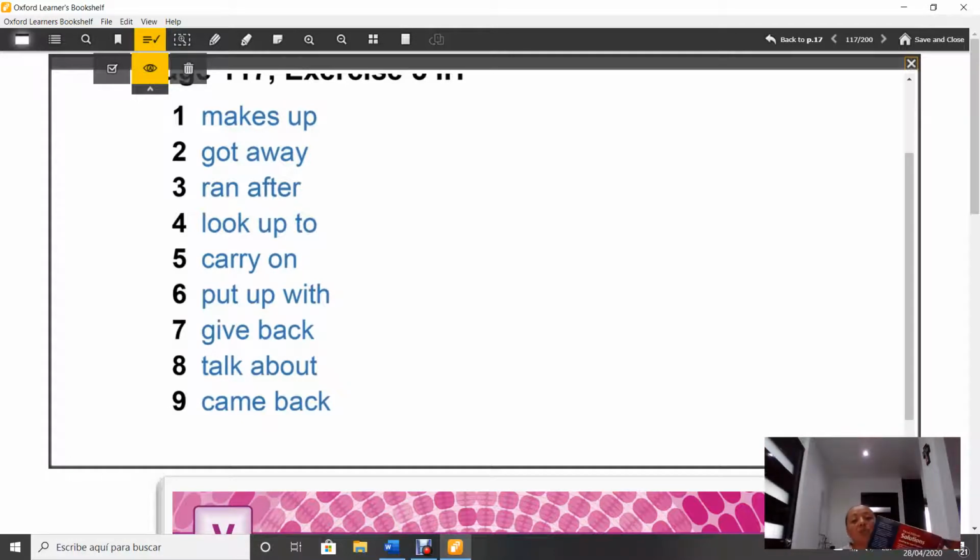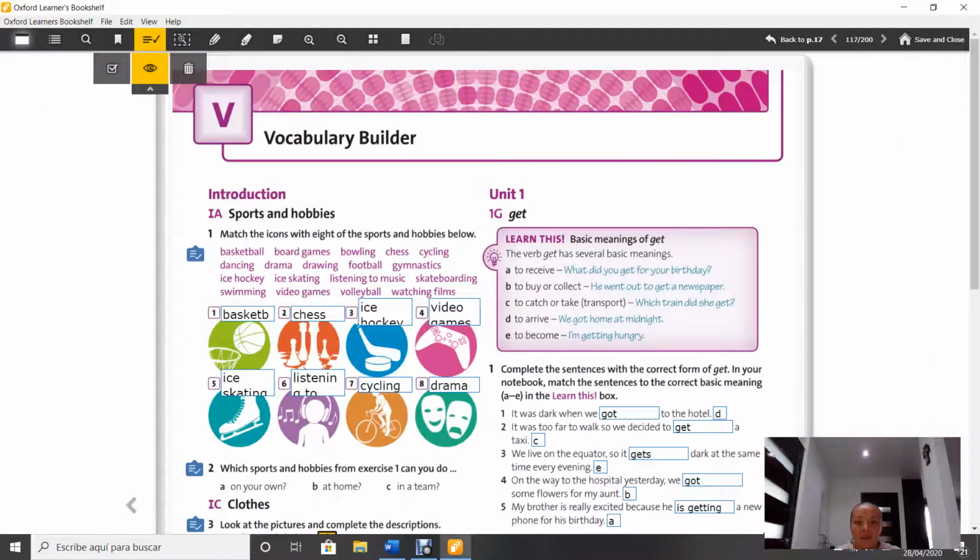It's very important to write the verb in the correct form, okay? If they are talking in present, you have to write the verb in present, okay? If they talk about the past, you have to write in past, okay? So please be careful with the tense of the verbs.